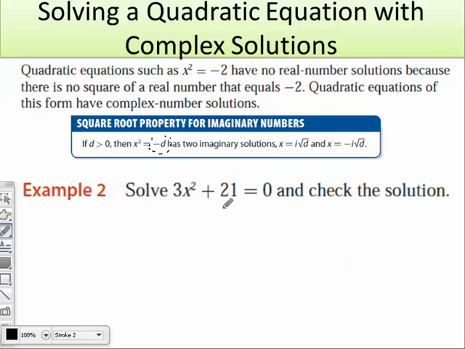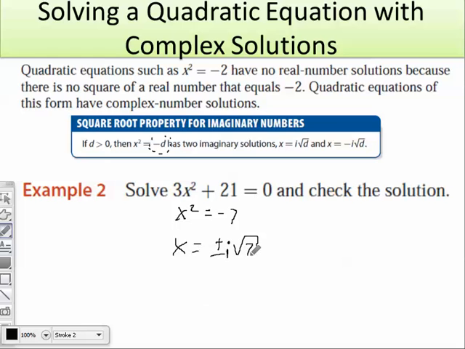So I'm going to solve this problem real quickly. If I subtract 21 from both sides and divide by 3, I get x squared is equal to negative 7. So I take the square root of it, and I get x is equal to plus or minus i times the square root of 7.